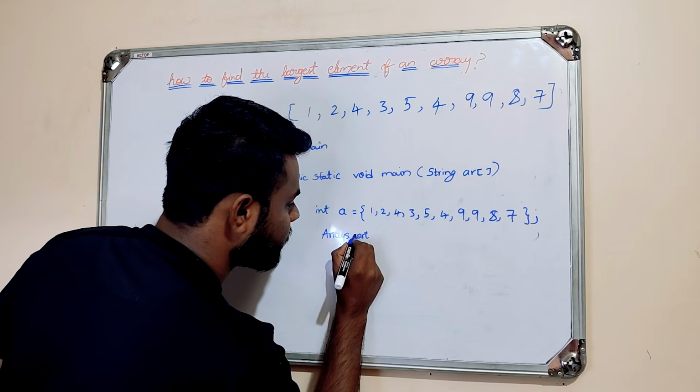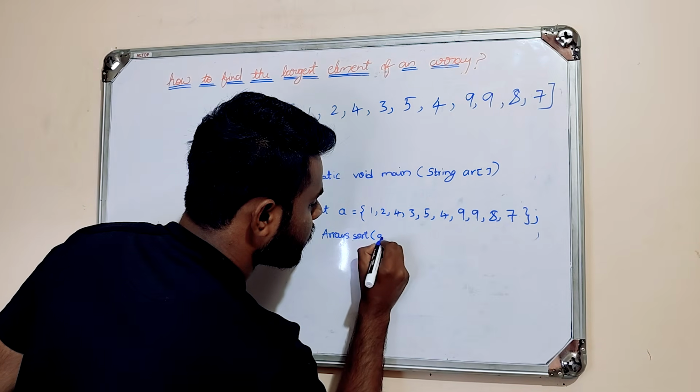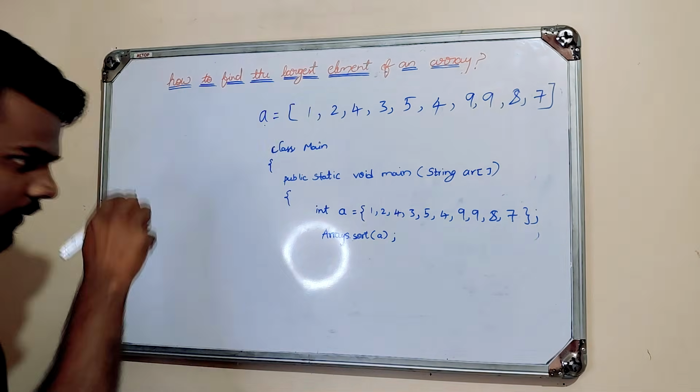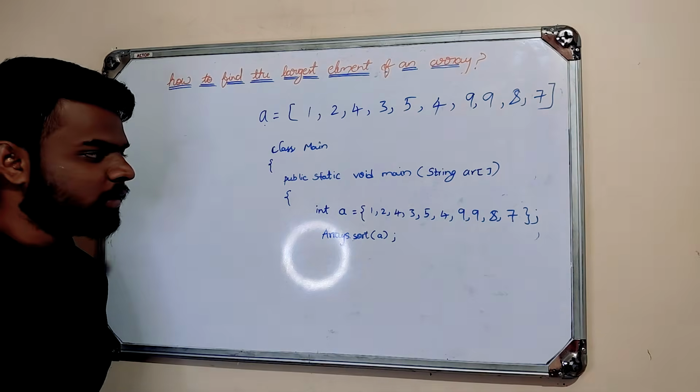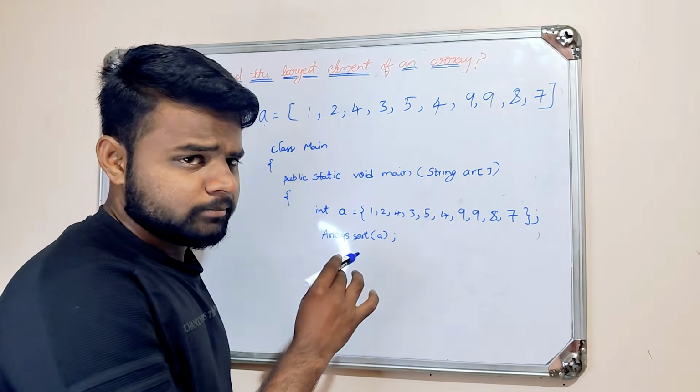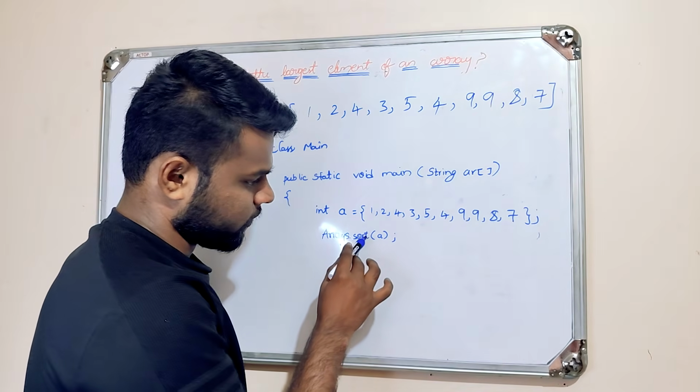This is small s. Now it is sorted. So arrays dot sort of here.